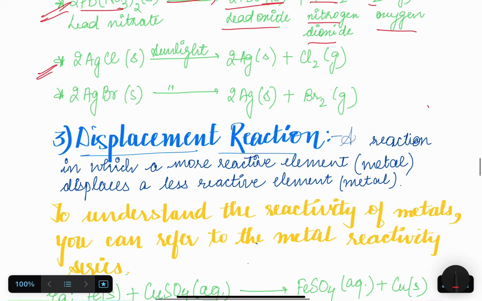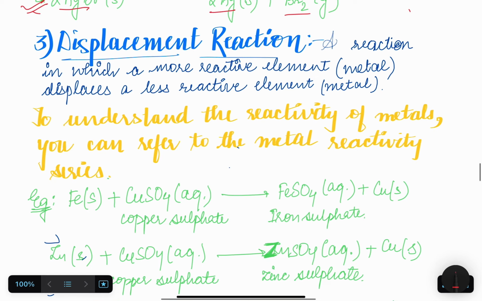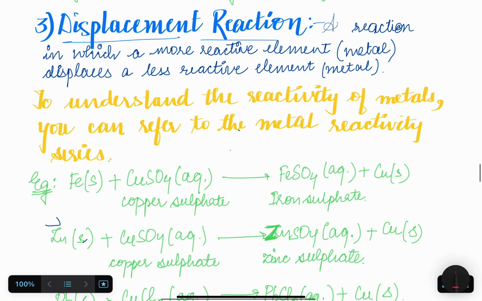Another example is 2 AgCl, which means silver chloride. Under the presence of sunlight, it produces 2 Ag plus Cl2, and same is the case with AgBr. Under the presence of sunlight, it produces 2 Ag plus Br2 gas. Hope that's clear. Let's move to displacement reaction.